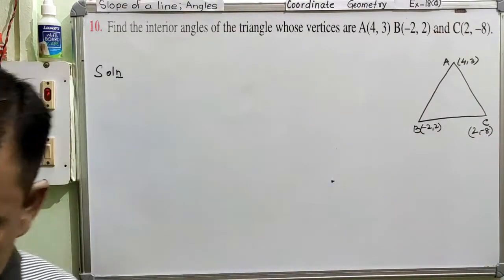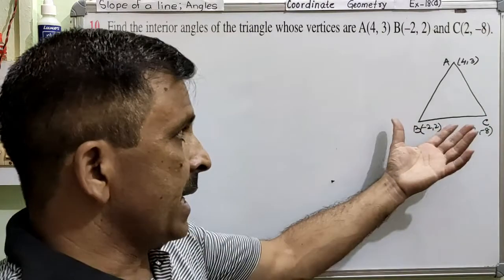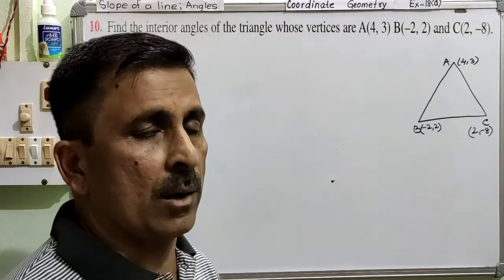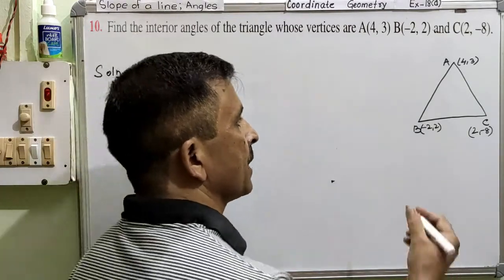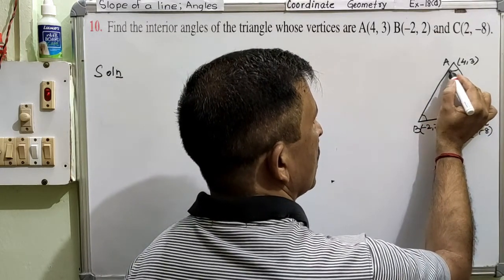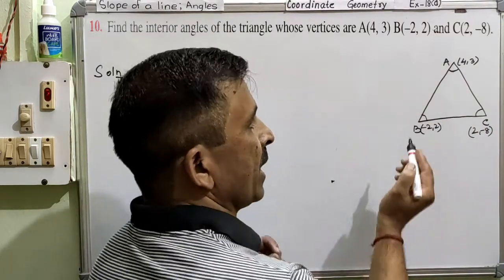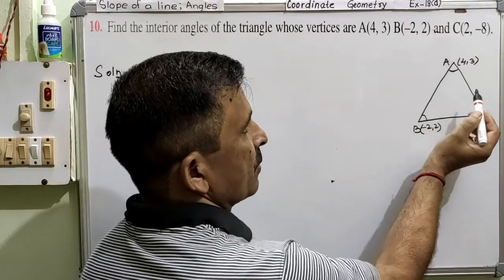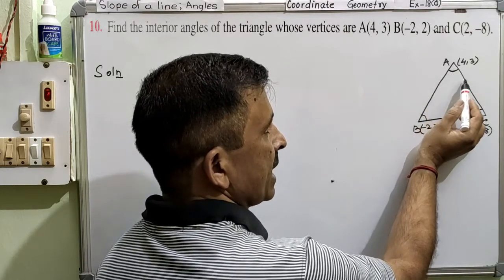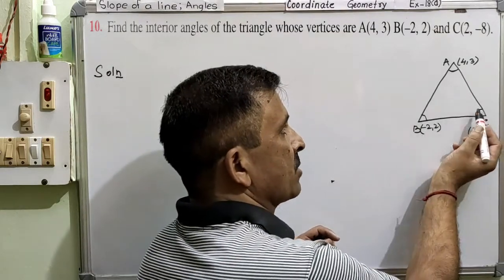Now let us see how the diagram makes the question clear. This is a triangle whose coordinates of all the 3 vertices are given, and the question is to find out the interior angles. Interior angles are this, this and this. Now we have to find out all these 3 interior angles. Is this very clear? That means we have to find the angle between this line and this line. We have to find this angle by using this line and this line, and we have to find this one using this and this.